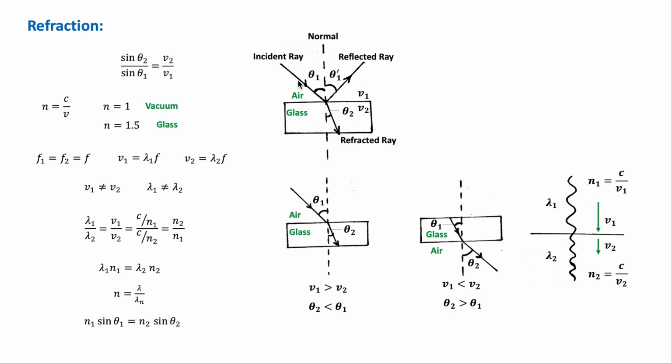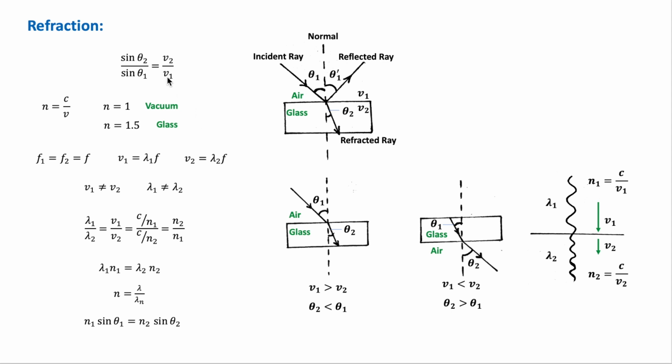So this is the incident ray. When it is transmitted, the light changes direction, and this is known as refraction. Experiments show that the incident ray, the reflected ray, and the refracted ray all lie in the same plane, and also that the angle of refraction, θ2, depends on the properties of the two media and on the angle of incidence, through the relationship sin θ2 / sin θ1 = v2 / v1.